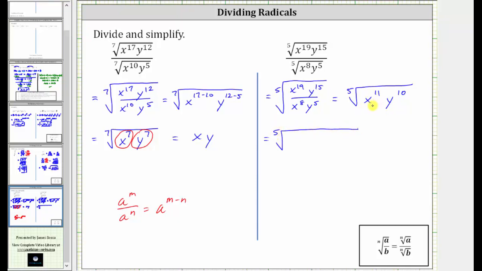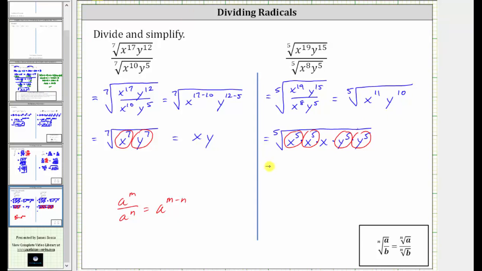There are two x to the 5ths in x to the 11th. Let's write x to the 11th as x to the 5th times x to the 5th times one factor of x. And let's write y to the 10th as y to the 5th times y to the 5th. And now we'll circle the factors raised to the fifth power because the index is 5. X to the 5th will simplify to one factor of x here and here. Y to the 5th will simplify to one factor of y here and here.